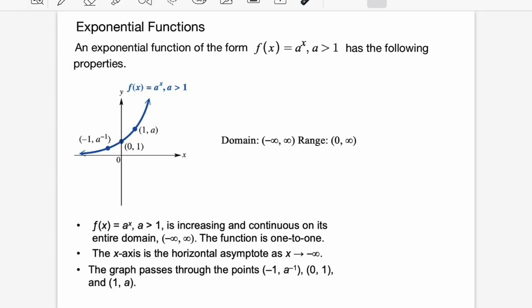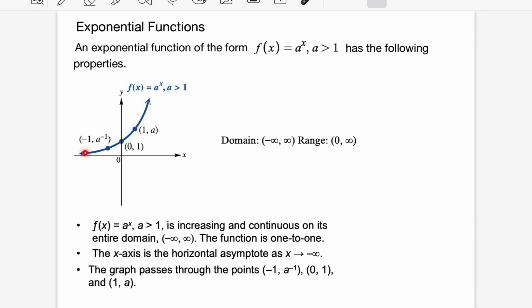In this video, we're going to go over section 6.2 from our textbook, which is on exponential functions. So we'll start with an exponential function of this form here. f of x is equal to a to the power x, where a is some number greater than 1. A function like this has certain properties.